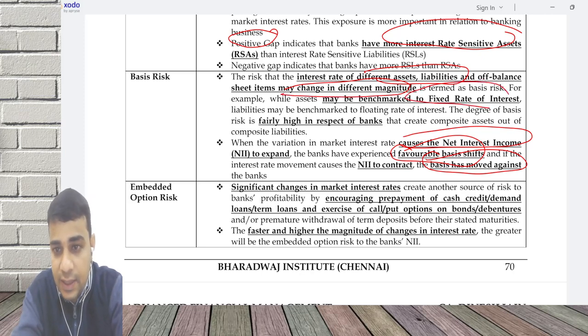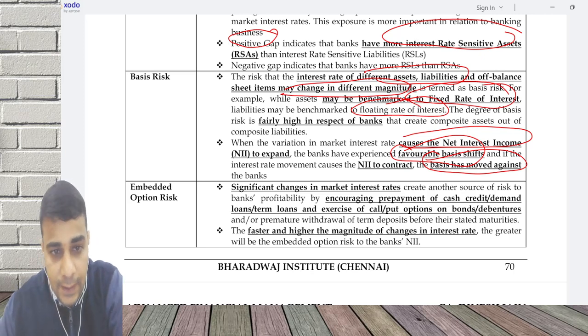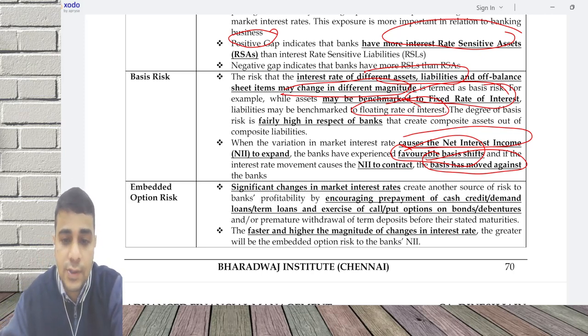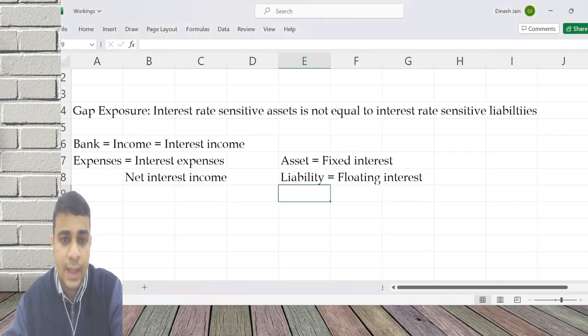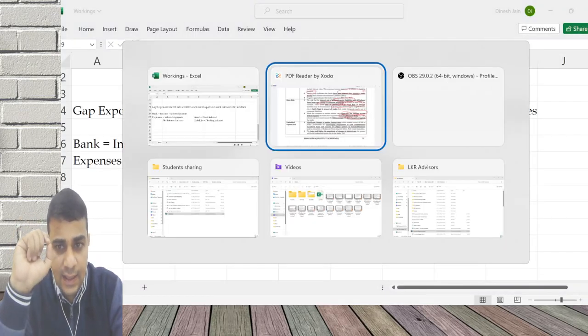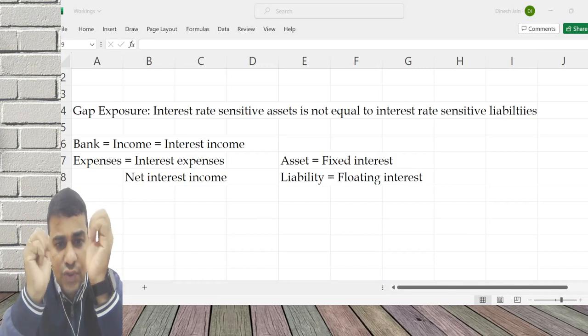Assets are benchmarked against fixed rate. Liabilities are benchmarked against floating rate of interest. Embedded option risk. What is embedded option risk? A bank earns its income through loans which are given.